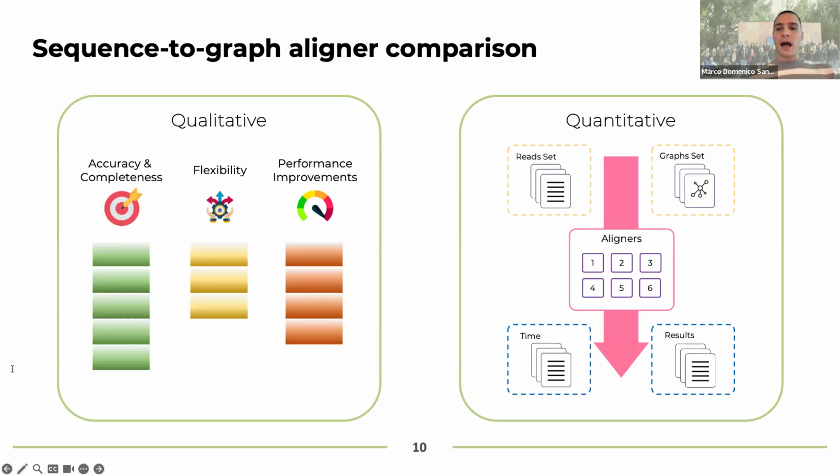On the other side, I also implemented the first open source benchmark suite for this type of tools to quantitatively analyze the accuracy and the execution time. In particular, the benchmark suite is completely automated to test the performance of the different aligners over a pool of data, which comprises both the reference graphs and the reads to be mapped to these references.